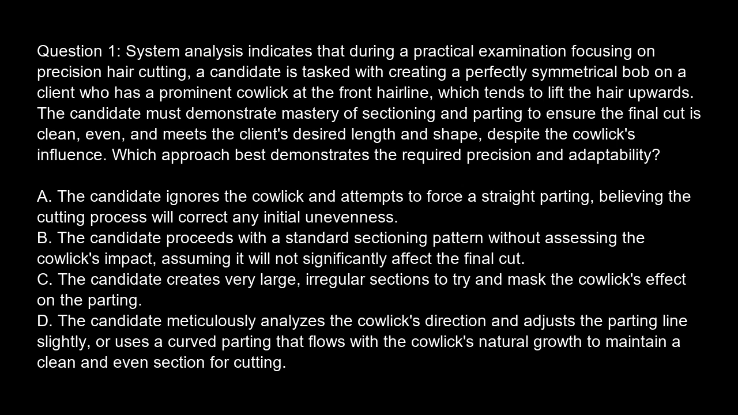Which approach best demonstrates the required precision and adaptability? Option A. The candidate ignores the cowlick and attempts to force a straight parting, believing the cutting process will correct any initial unevenness. Option B. The candidate proceeds with a standard sectioning pattern without assessing the cowlick's impact, assuming it will not significantly affect the final cut. Option C. The candidate creates very large, irregular sections to try and mask the cowlick's effect on the parting. Option D. The candidate meticulously analyzes the cowlick's direction and adjusts the parting line slightly, or uses a curved parting that flows with the cowlick's natural growth to maintain a clean and even section for cutting.